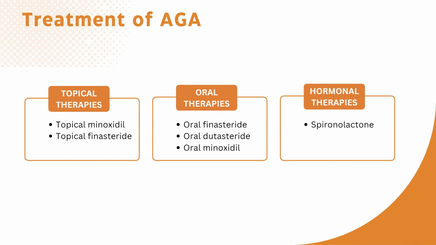So in men, we can use oral finasteride, oral dutasteride, or oral minoxidil. Each one of them has its effect, but the most common one is oral finasteride. The problem with oral finasteride is that one of its side effects in men is that it might affect spermatogenesis, it can cause loss of libido, and many other similar side effects. So that's why we need to give it to the proper patient.